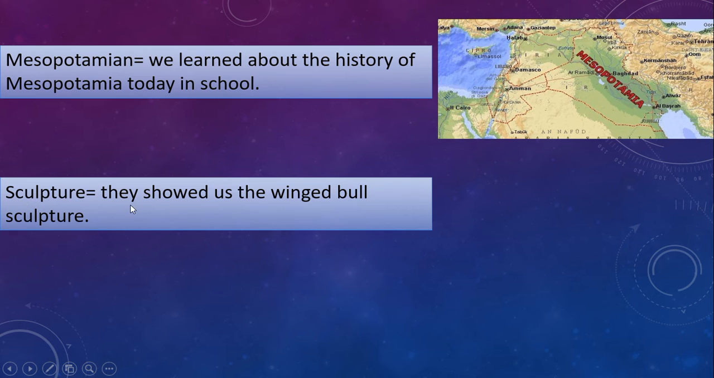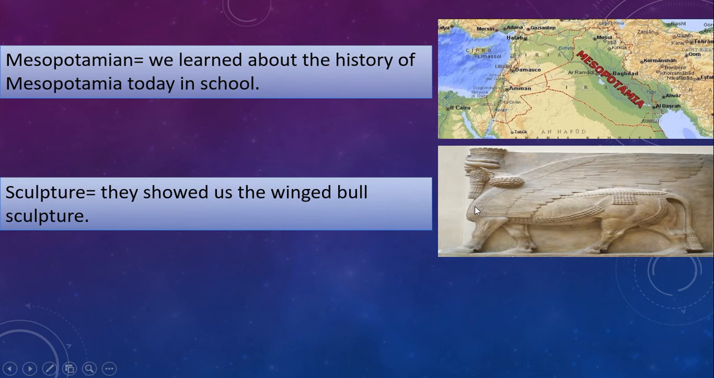Sculpture. They showed us the winged bull sculpture. It is made of what? It is made of... What do you think? Give me the answer. What do you think the sculptures are made of? Look, this is a sculpture of the winged bull.